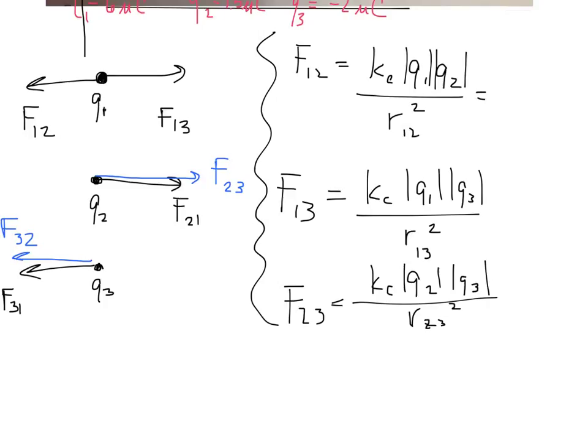So here, again, the numerator, you know what that's going to be already. What was KC? Anybody remember what KC? 9 times 10 to the 9. Very good.